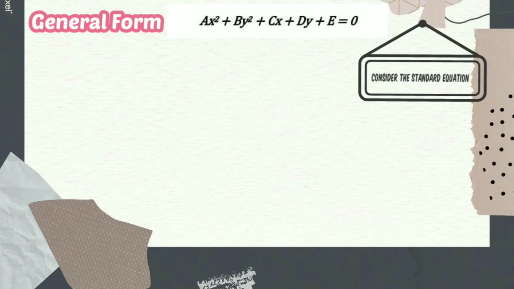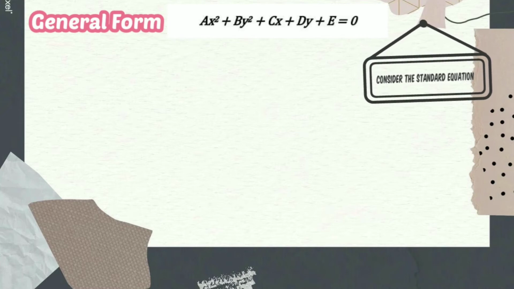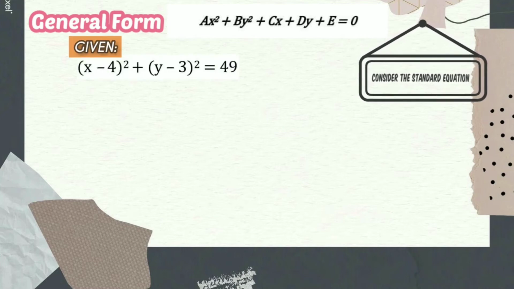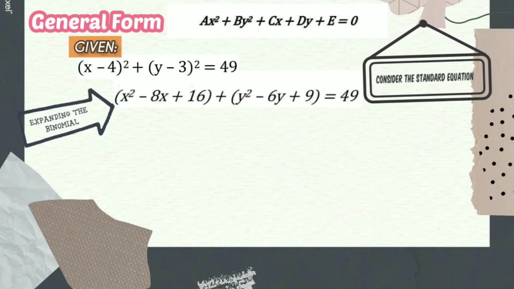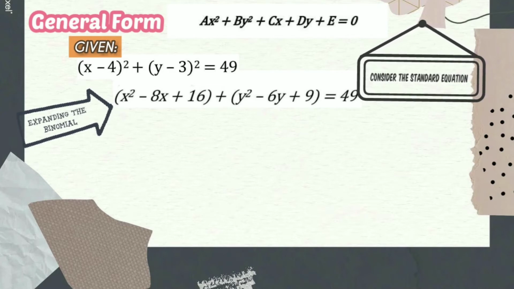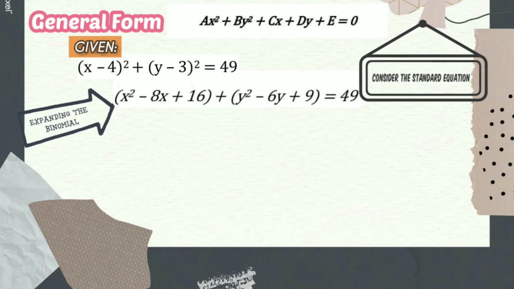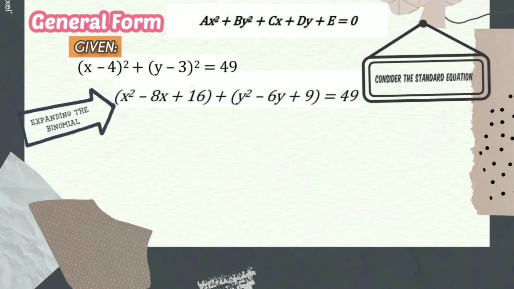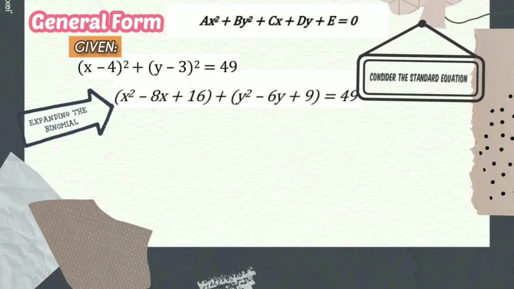So now, it's time for us to learn how to convert the standard form into its general form. First, we need to consider the standard equation. Second, we need to expand the binomial. How did we expand this? We just followed the formula a squared plus 2ab plus b squared.